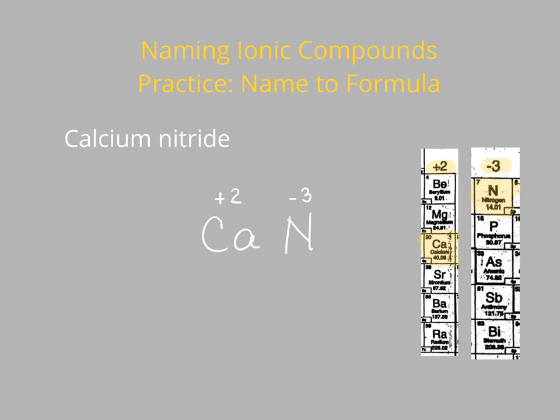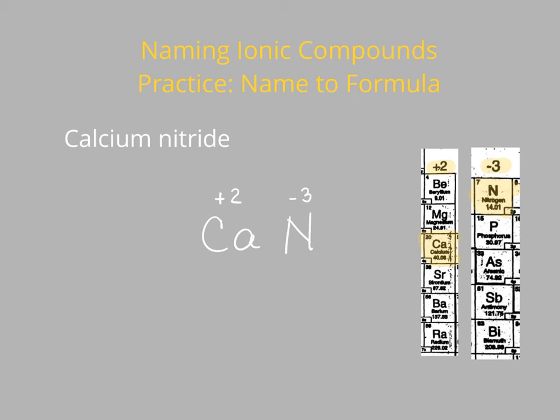I have a +2 and a -3. So right now I have an overall charge of -1, and I can't have that. Remember, our ionic compounds have to be neutrally charged. So I have to somehow balance those positive and negative charges, and I cannot change the charge. However, I can change the quantity of calcium atoms and nitrogen atoms that I have within this compound.